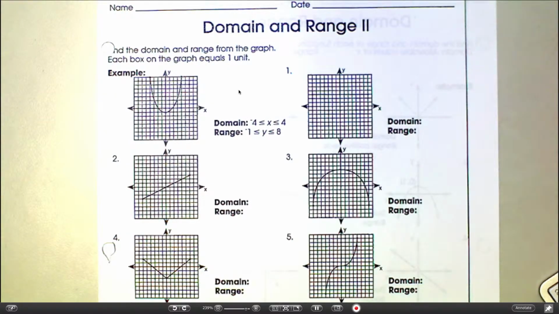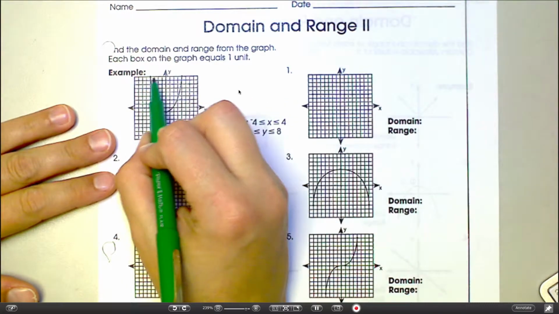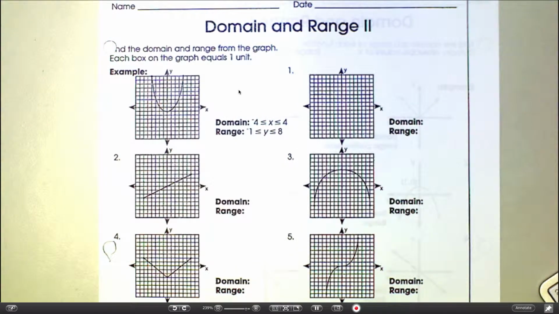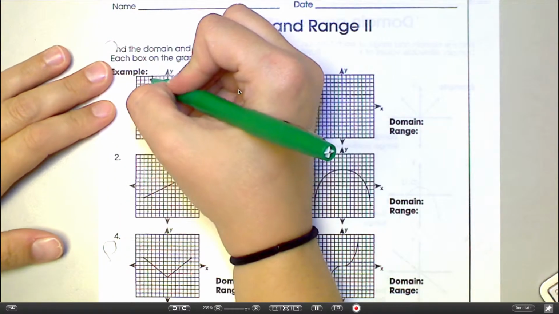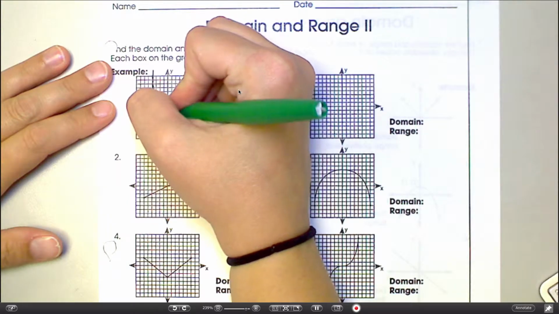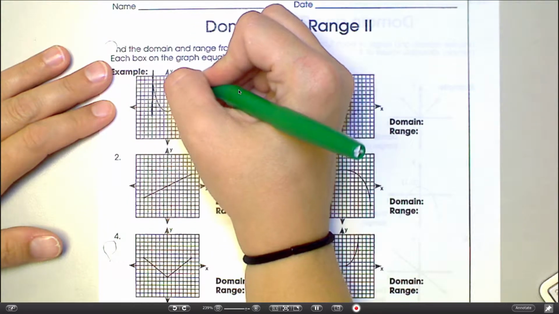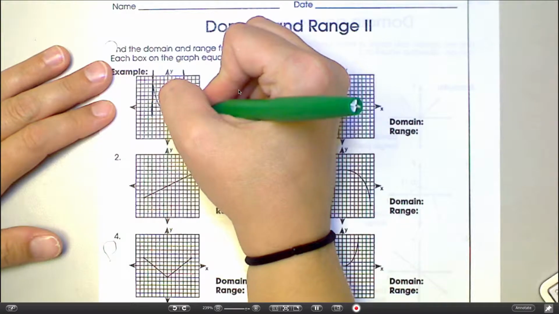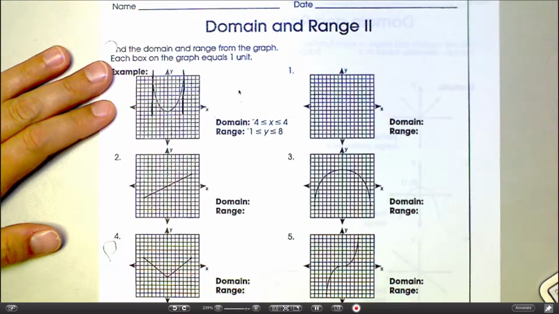But so when I want to know what x values it covers, which direction does the x-axis go on a graph? Left to right, right? So I want to know how far to the left this graph goes and how far to the right. So I'm going to find the spot that's furthest to the left, and that would be this right here, and the spot that's furthest to the right, and that would be this right here. And I need to figure out what x values those are.